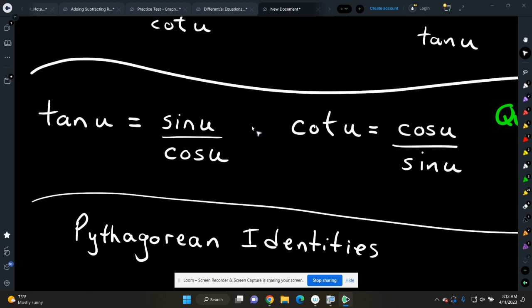Those are called the quotient identities. It doesn't matter. You don't need to know what they're called. They do have a name. Tangent is sine over cosine. Cotangent is cosine over sine. Okay.